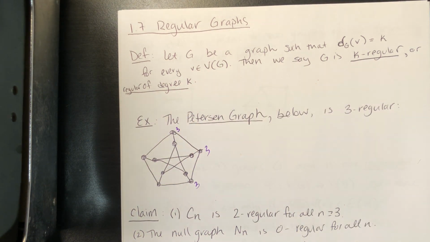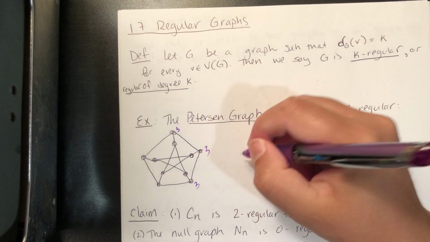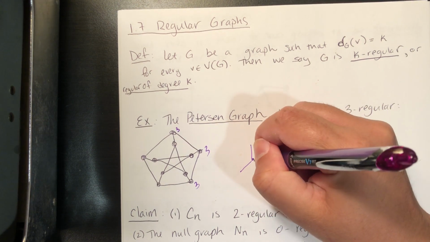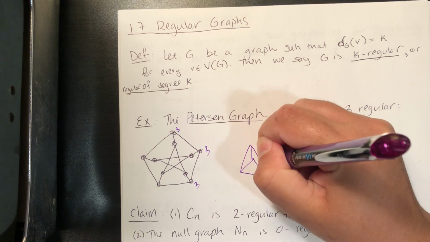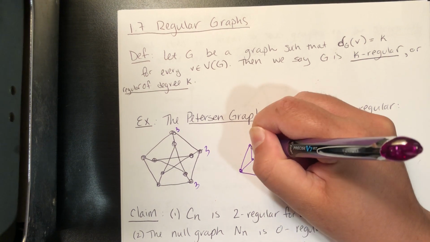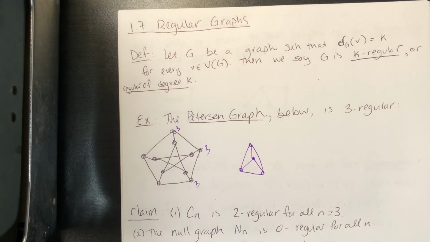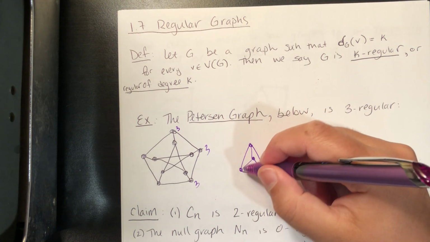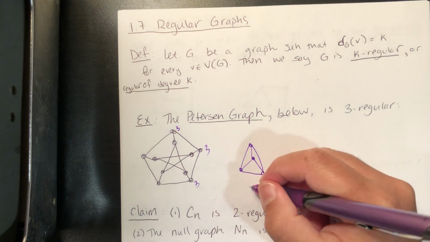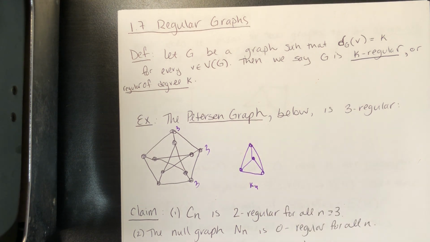It's not the only three-regular graph. There are certainly many others. For example, if you have this graph, sometimes called a tetrahedron, or sometimes called a wheel graph with 3 spokes, this is another three-regular graph. We can see every vertex has degree 3. I guess it's also called K4, a complete graph on 4 vertices.